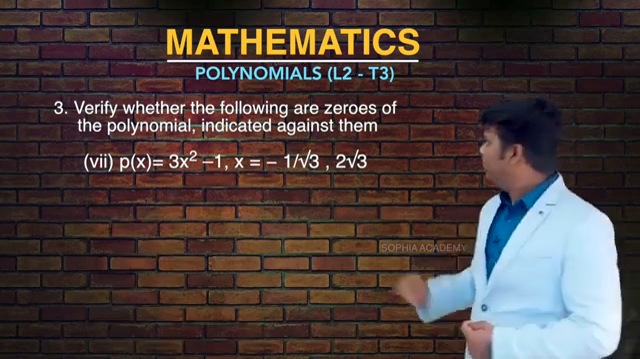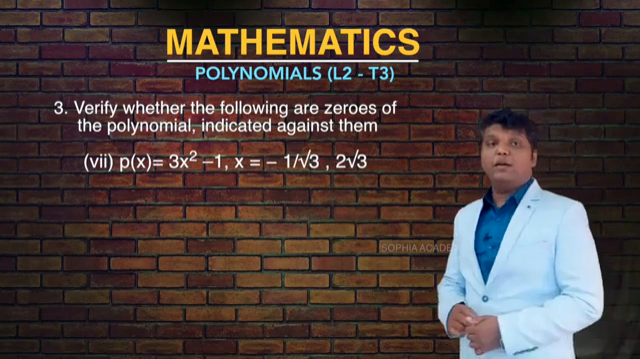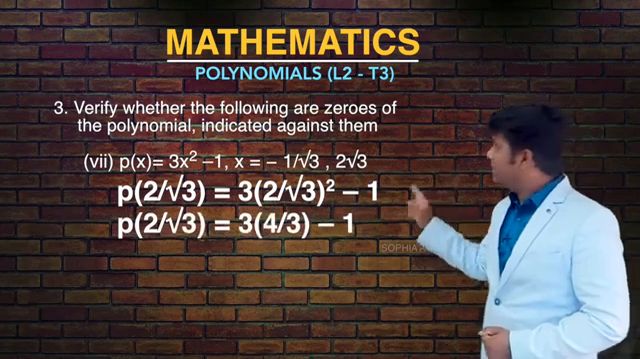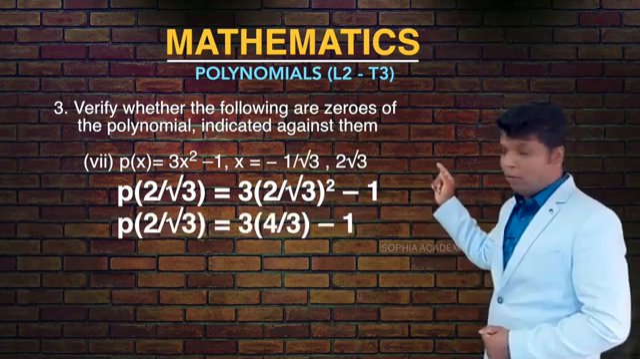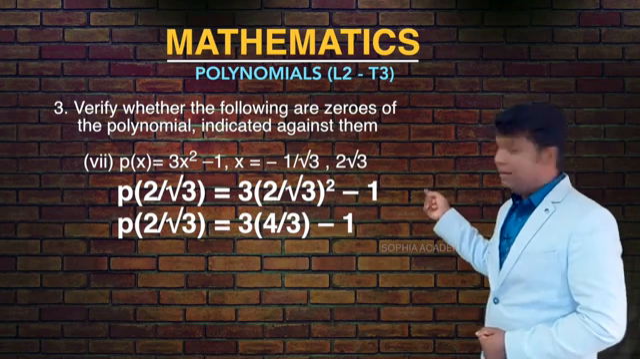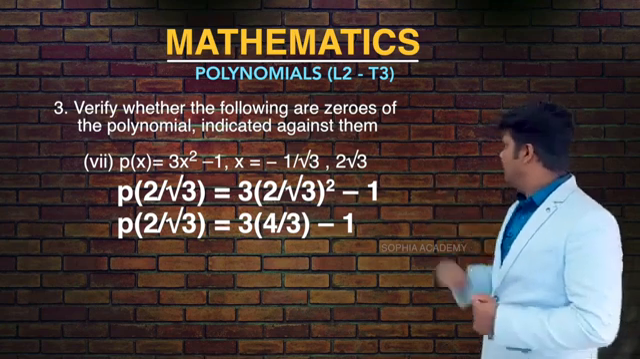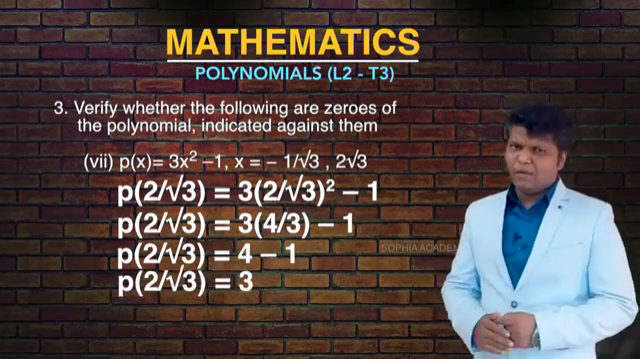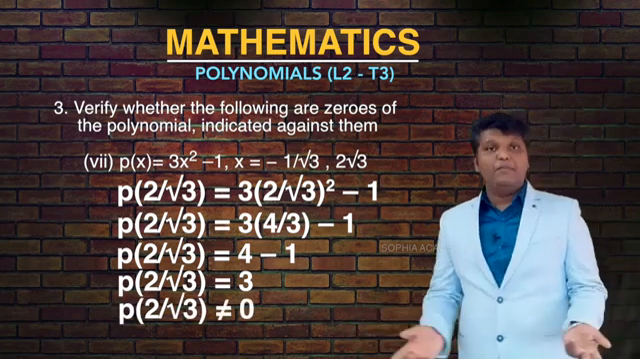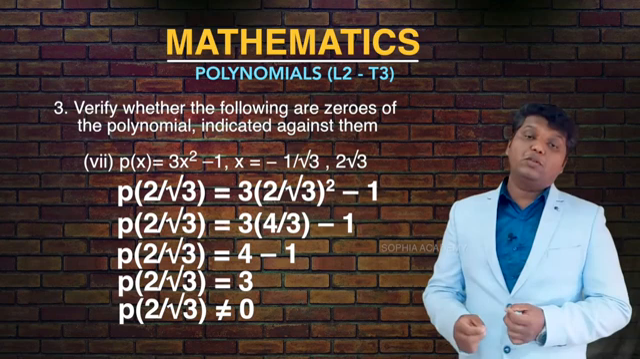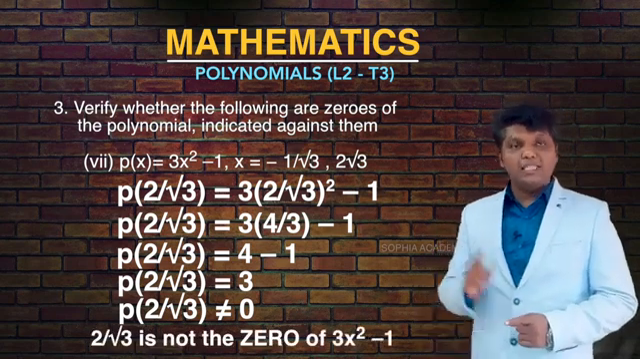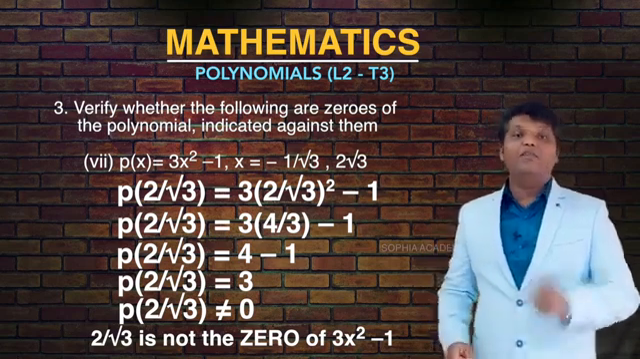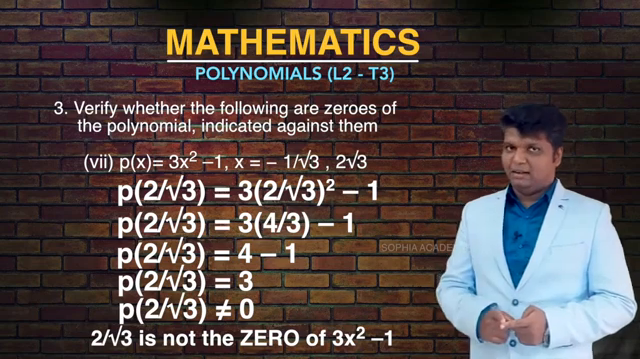Now let us check the second term, 2 by root 3. Again, p of 2 by root 3 is equal to 3 into 2 by root 3 the whole square minus 1. That is equal to 3 into, what is square of 2? It is 4. So 4 by square of root 3, 3. So 3 into 4 by 3 minus 1. 3 and 3 will get cancelled. So you got it as 4. So 4 minus 1, that is 3. Is it 0? No. So it's a non-zero number. So we will say p of 2 by root 3 is not equal to 0, 2 by root 3 is not a solution, or it's not a root, or it's not a 0 of the given polynomial 3x square minus 1. Is that clear?